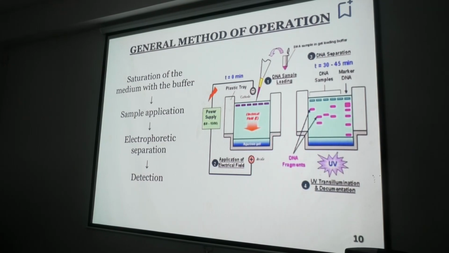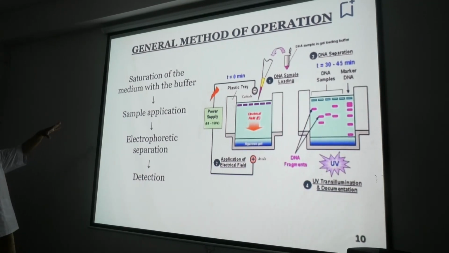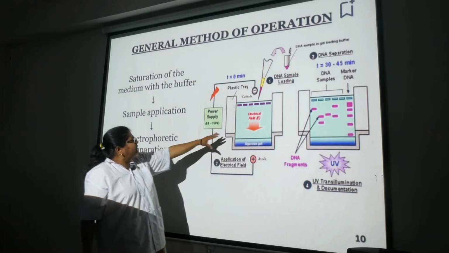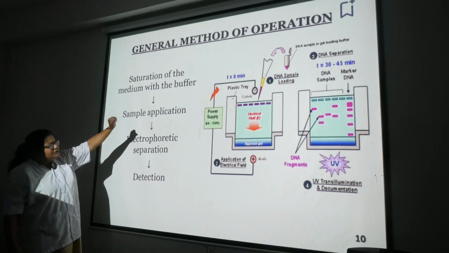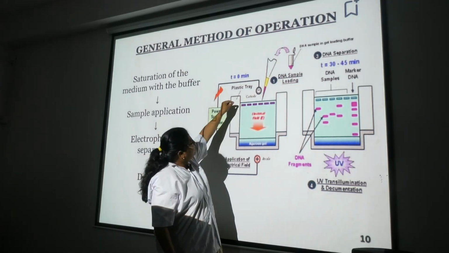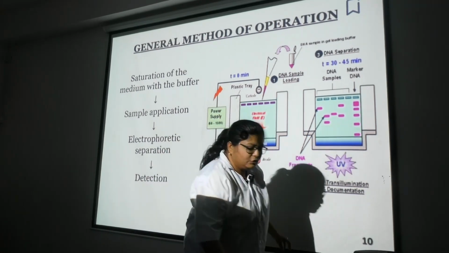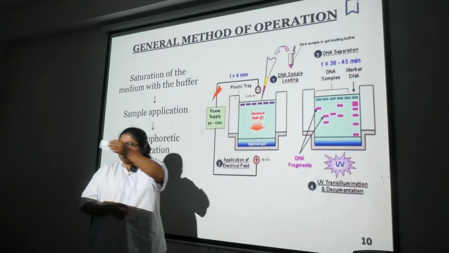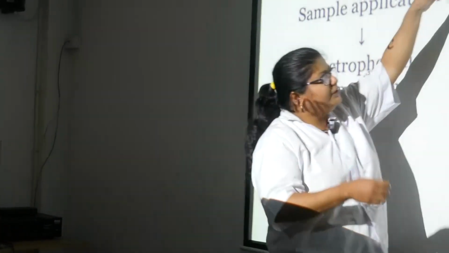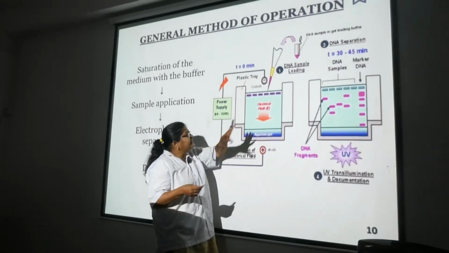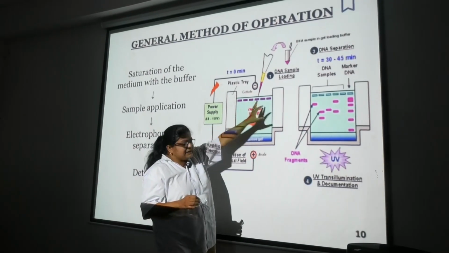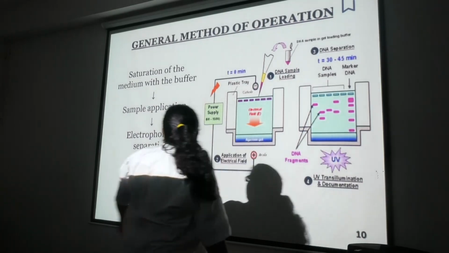General method of operation: saturation of the medium with the buffer. This chamber is filled with the buffer. Sample application, it is a gel electrophoresis. It is the gel here. We prepare the gel, and through this comb, when the gel is in liquid form, we place the comb, and after the gel solidifies, we remove it and it forms the wells for sample application.